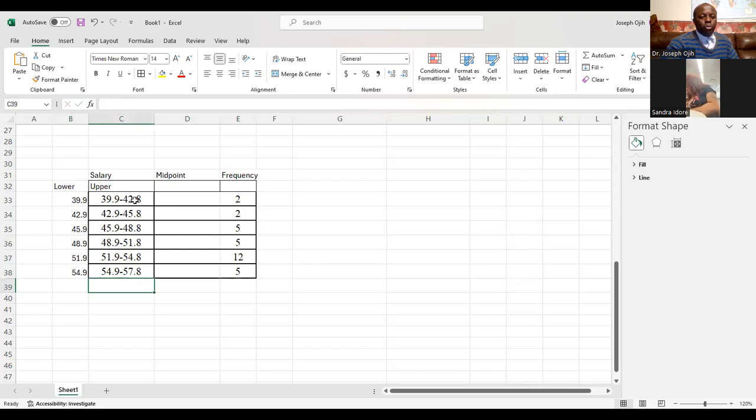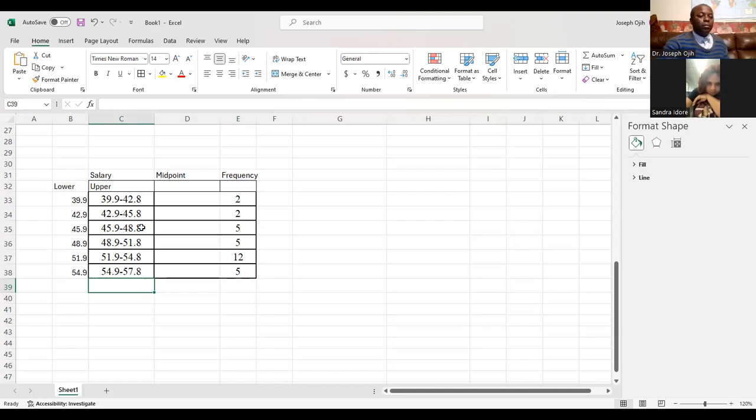Remember, I'm doing this because the way they are together here, you cannot get the midpoints unless you are doing it manually with a calculator. But for Excel, they have to be separate. Let me write the upper side, these ones, so I can put them in. I got 42.8, 45.8, 48.8, 51.8, 54.8, and the last one is 57.8.